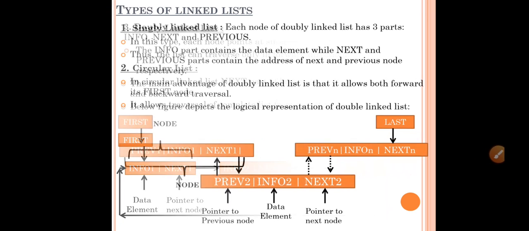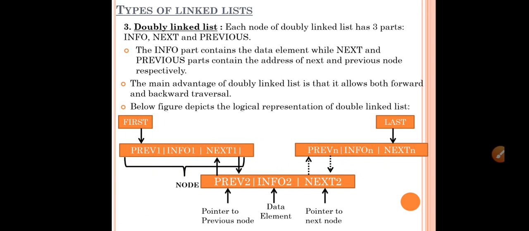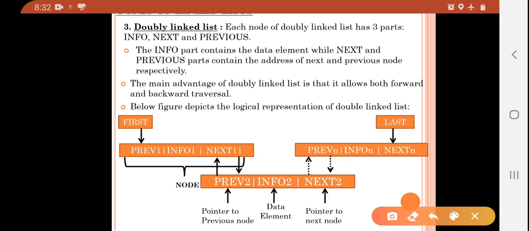Clear? So next one is the double linked list. Each node of a double linked list has three parts: info, next and previous. The info part contains the data element, while the next and previous parts contain the address of the next and previous node respectively, right?